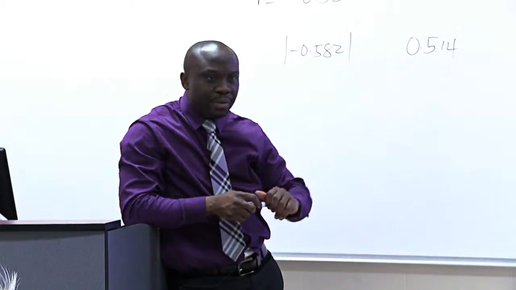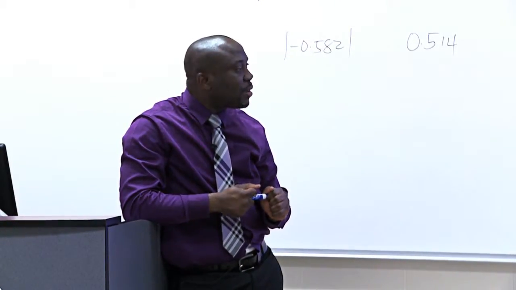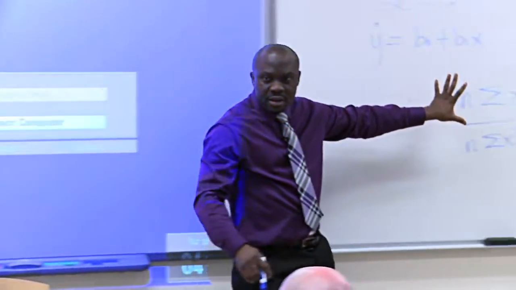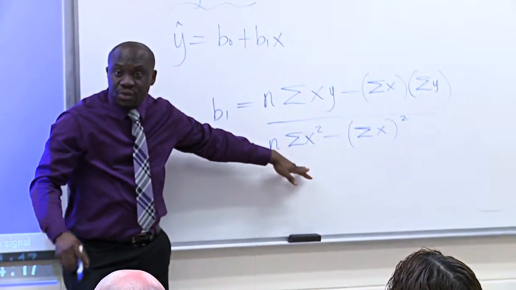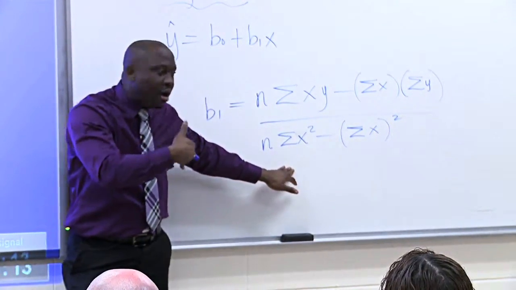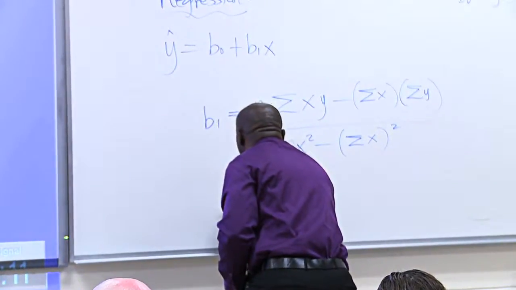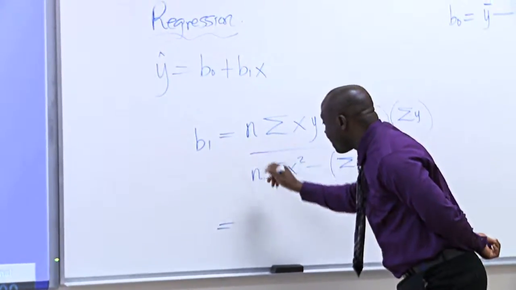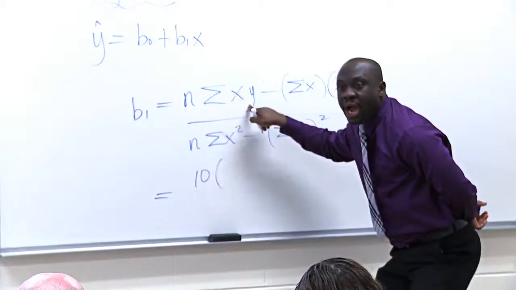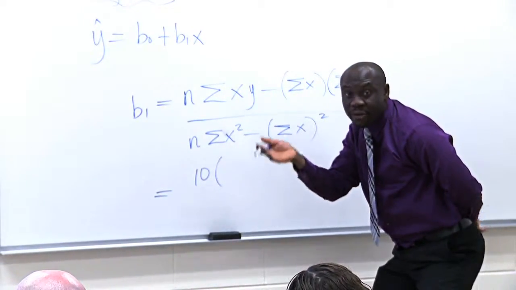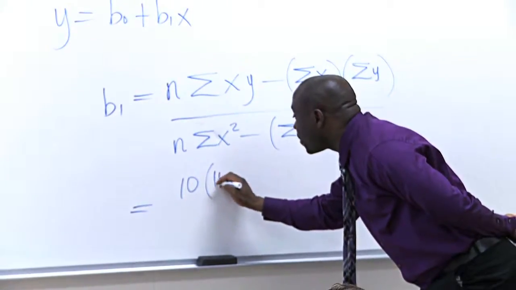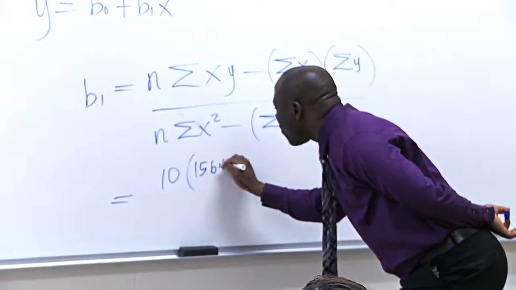So we have the pieces and everything together. Now let's start with the computation, starting with B1. Remember you have this information, so it's not as if I'm creating something. You go back to your table so you know where they are coming from. B1 will be equal to, what is n? 10 times summation xy. From the table, you have it from last time: 1564.4.